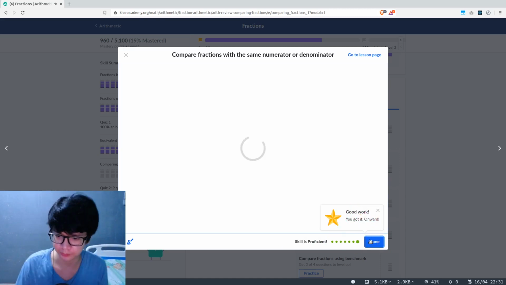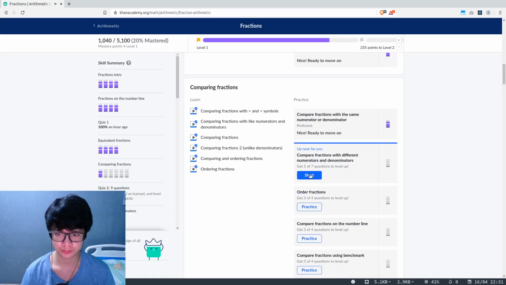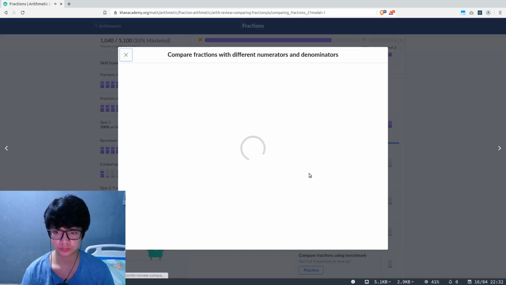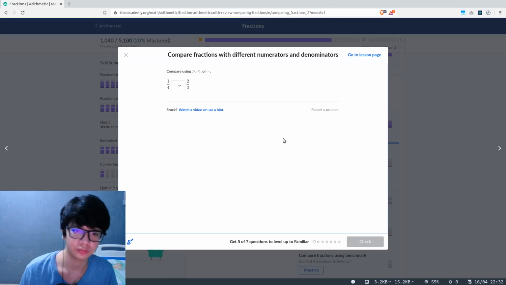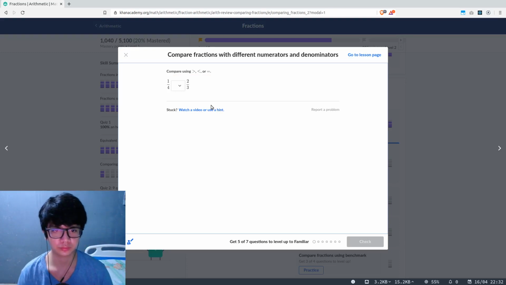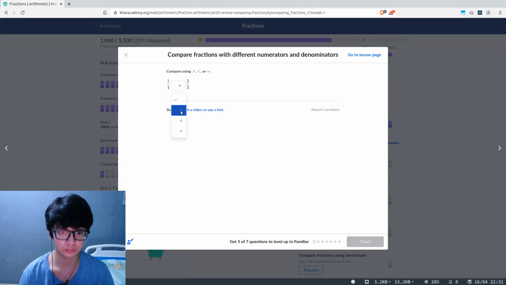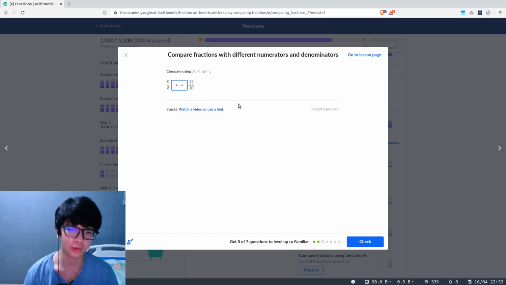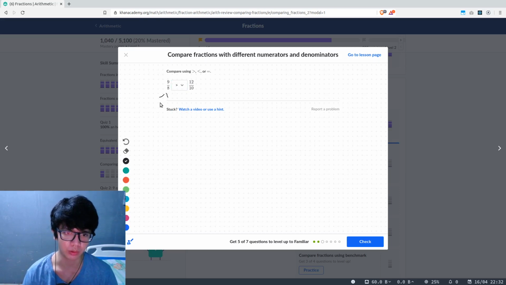Holy shit. Oh shit, wait, what? Holy crap, this is hard. Let's do the prime factorization bullshit.